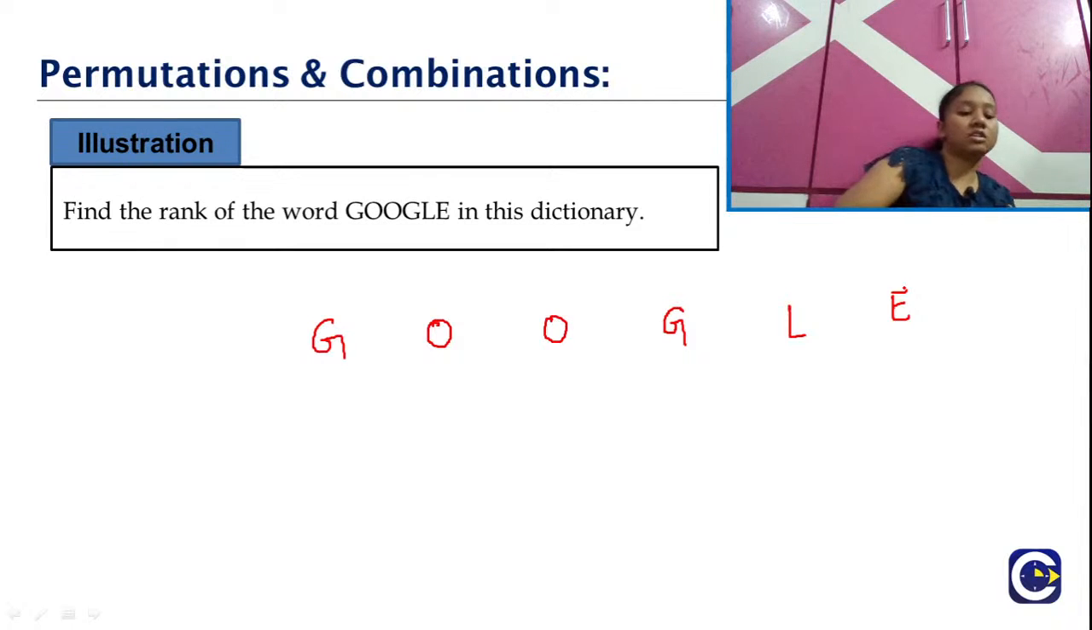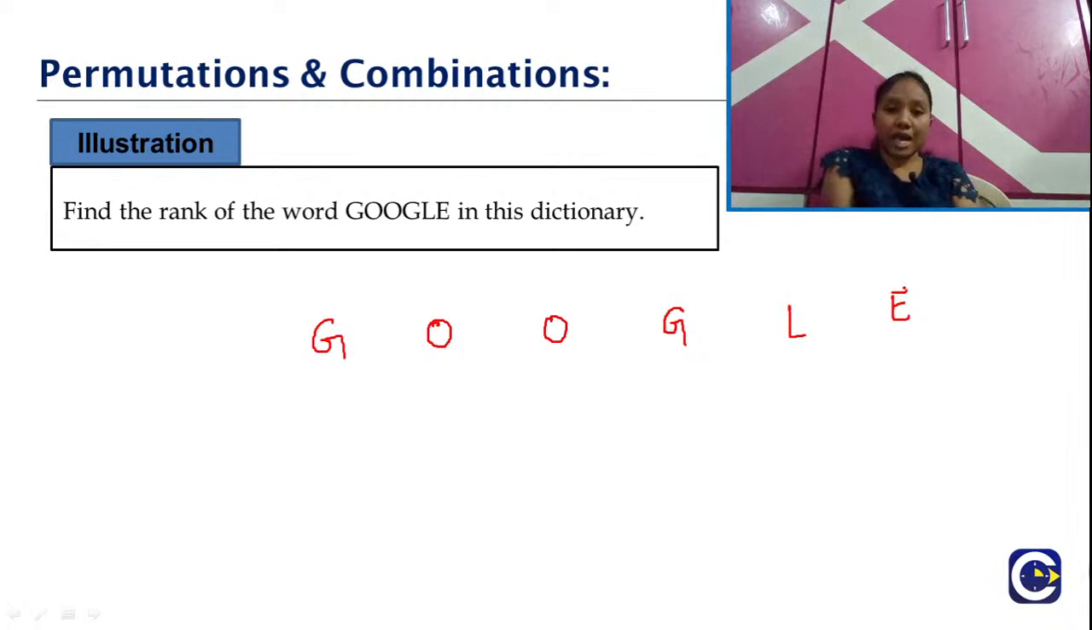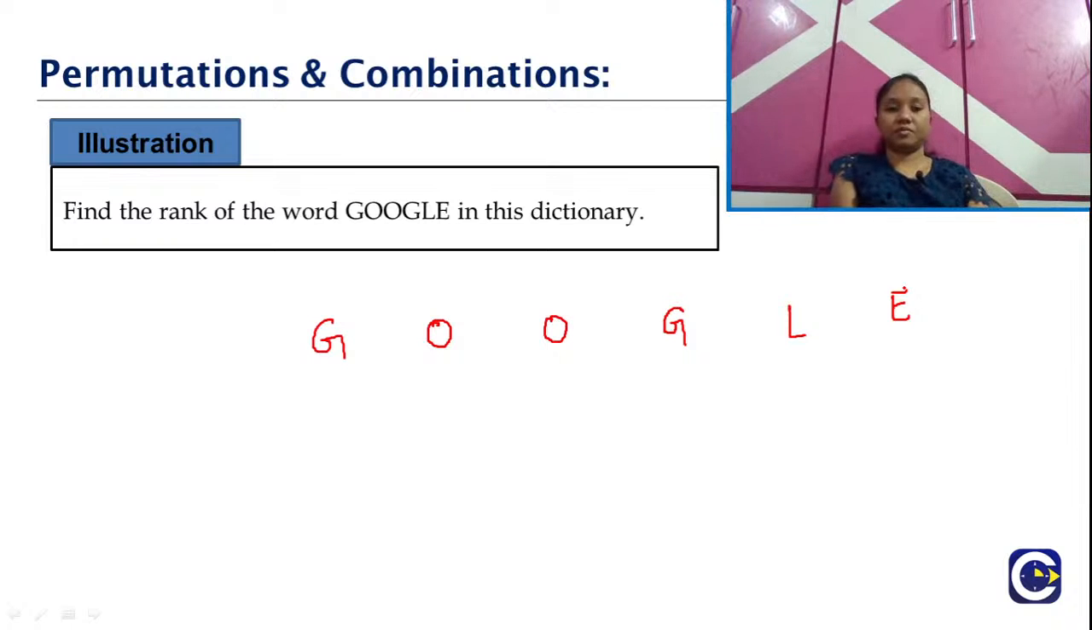If anyone got the answer, you can let me know. Rank of the word. Here we have two letters with repetition. G is repeating as well as O is repeating here. Which two alphabets are repeating?